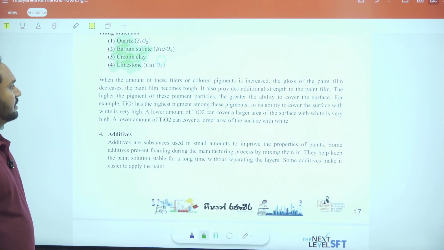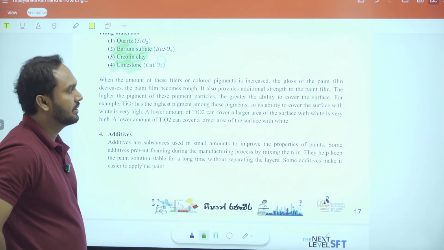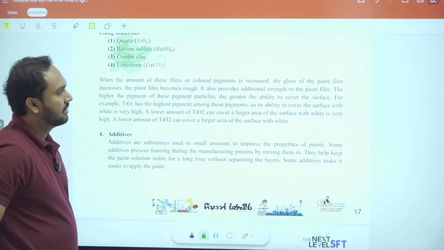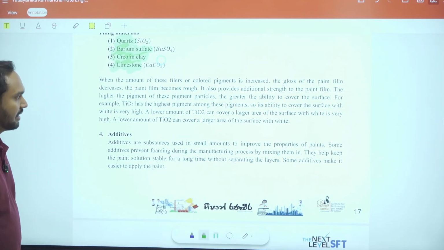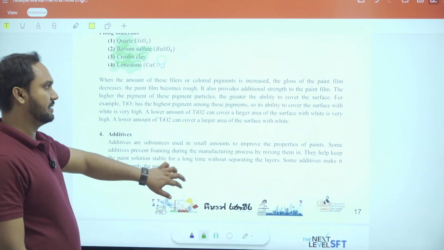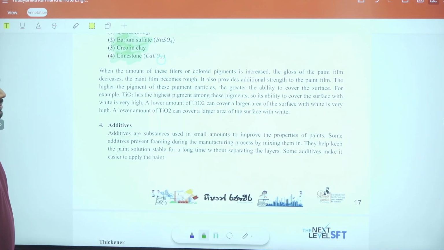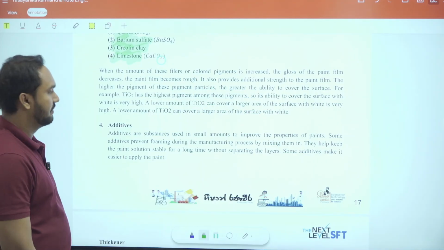For example, titanium oxide has the highest pigment among these pigments. So its ability to cover the surface with white is very high. A low amount of titanium oxide can cover a large area of the surface with white, right?